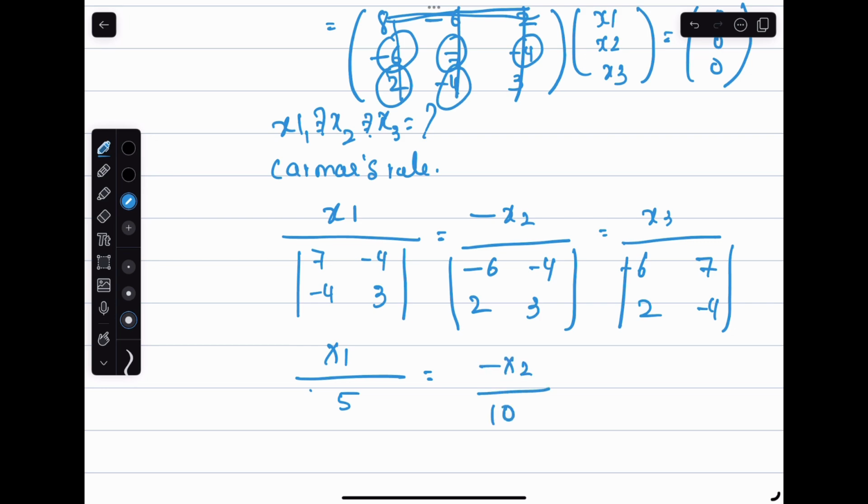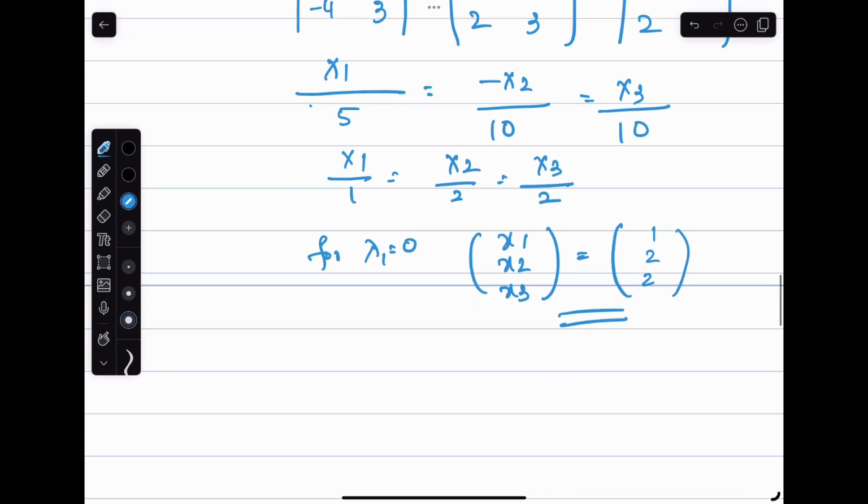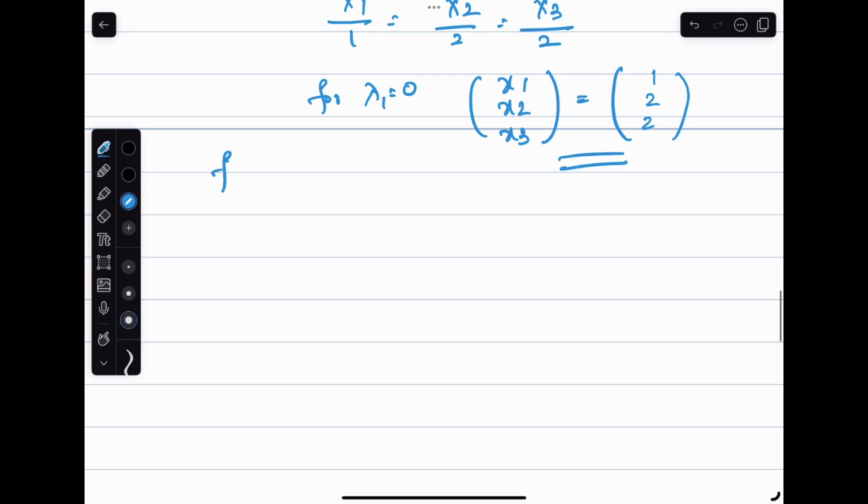You have to find the determinant. I am writing it directly. So when you find the determinant, you will get the value. So I will take 5 as common. So it is 1, 2, 6, 3 is equal to 2. So what is the value for lambda 1 equal to 0? What value will we get? We'll get x1, x2, x3 as 1, 2, 2. Sorry, here please note that the minus is there in the x2, so it's 1, minus 2, 2.